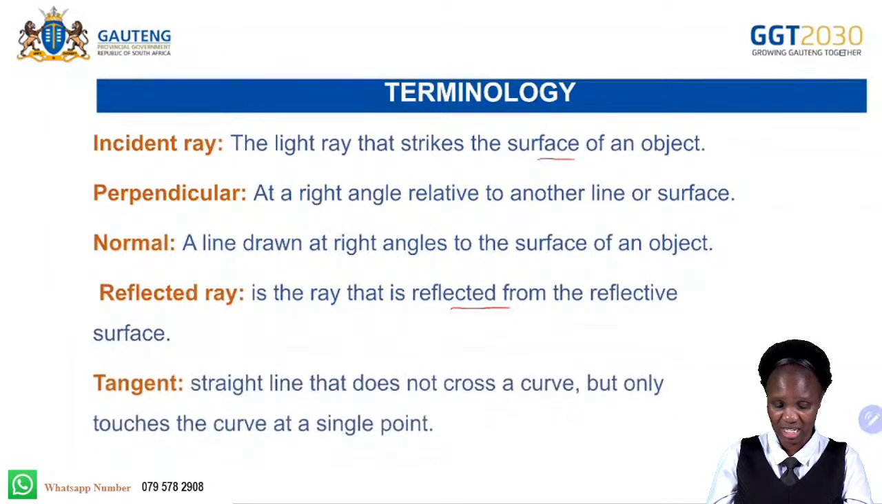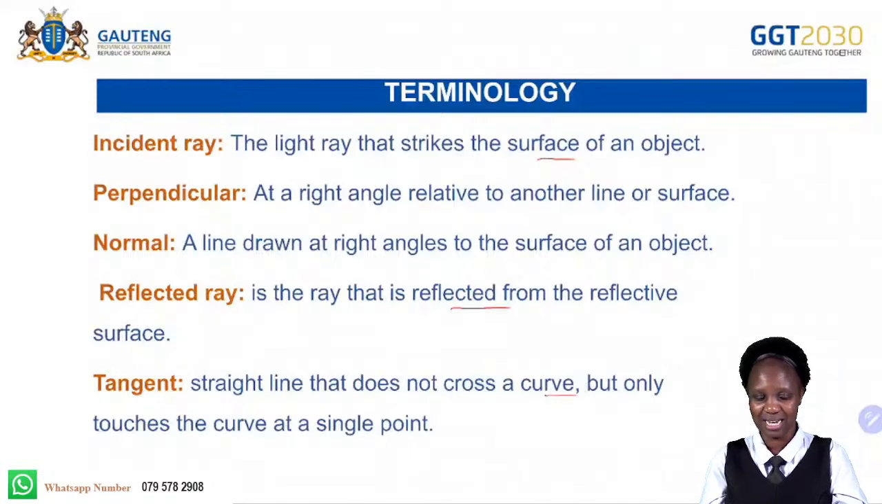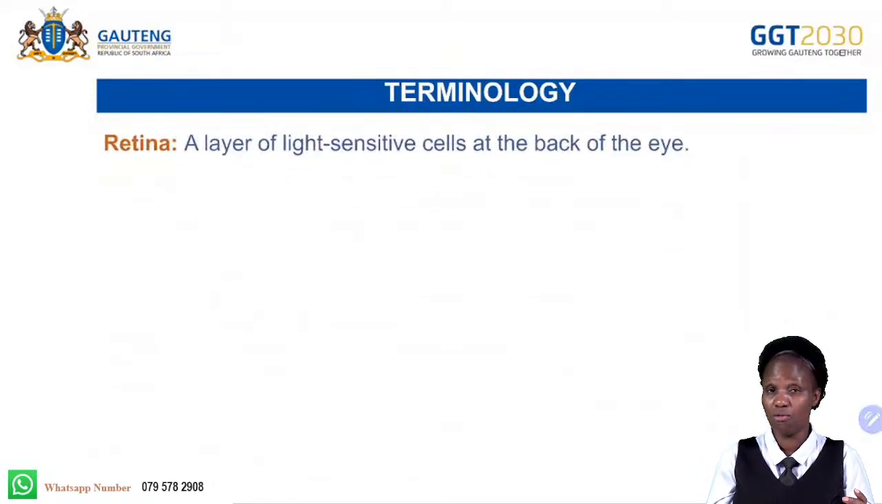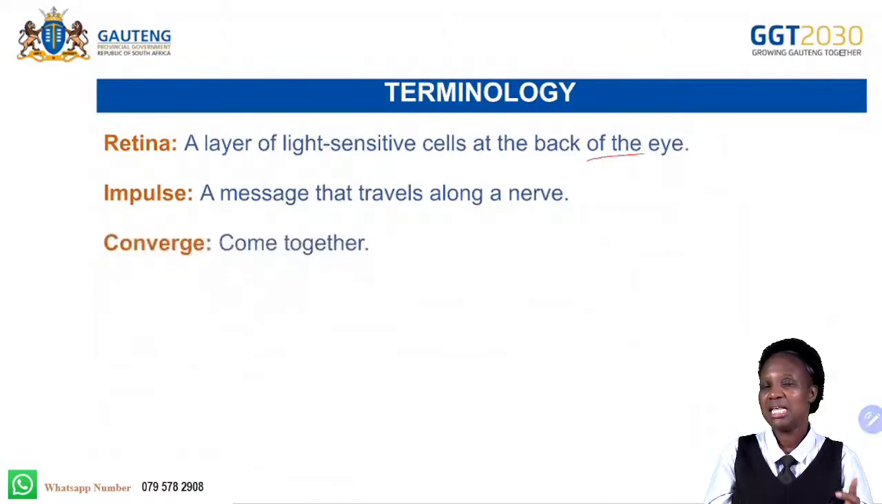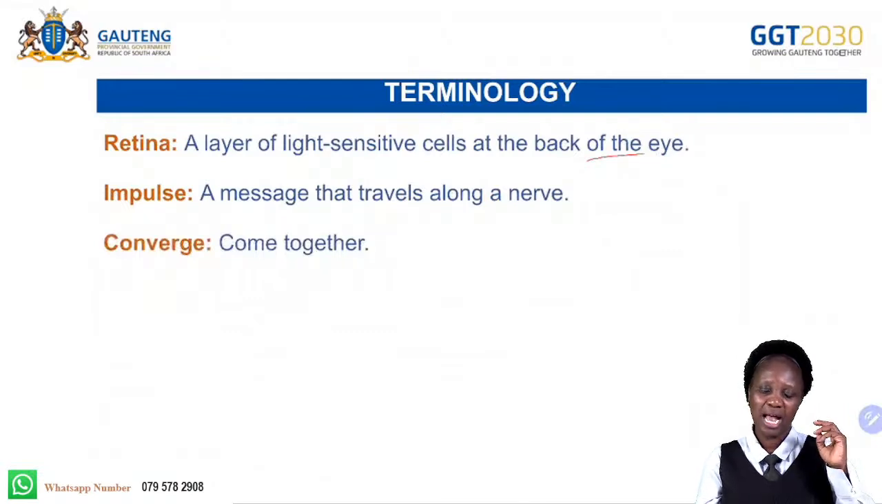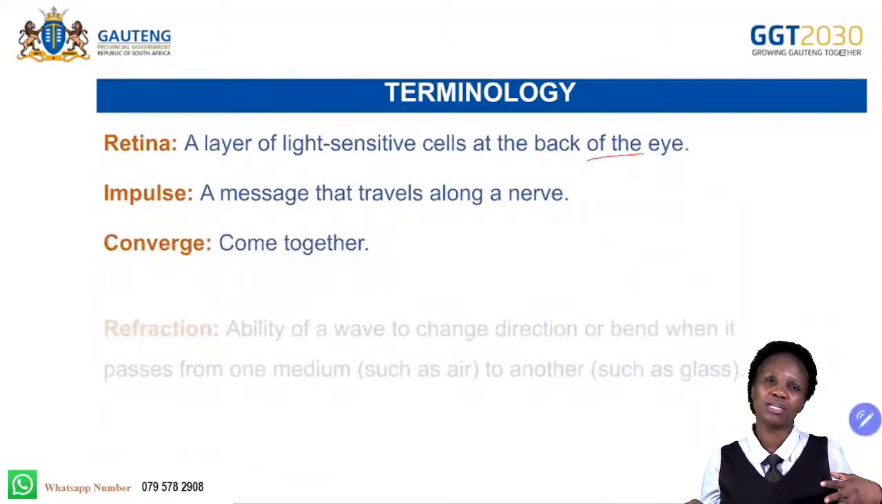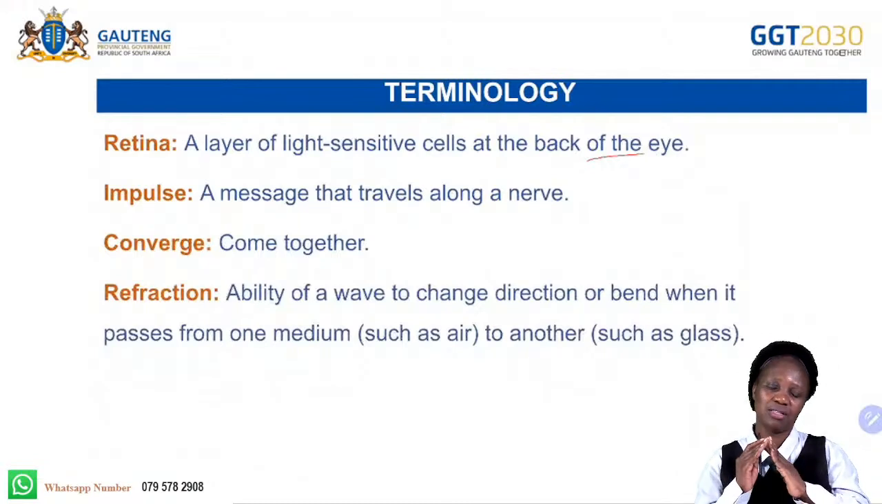Then we've got the tangent. This is the straight line that does not cross a curve, but only touches the curve at a single point. This is a tangent. We're going to see this a lot in our diagrams as we move on with the lesson. And then we've got retina. This is a layer of light-sensitive cells at the back of the eye. And then what about an impulse? This is the message that travels along a nerve. This is an impulse. And then what about converge? When we're talking about converge, we are talking about coming together. That is converging. That is to converge.